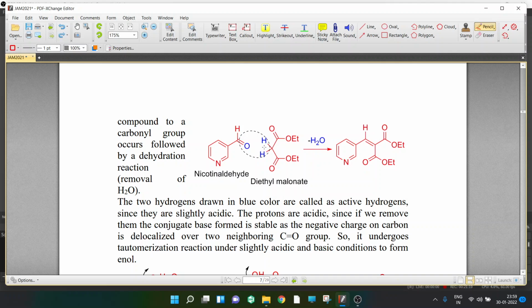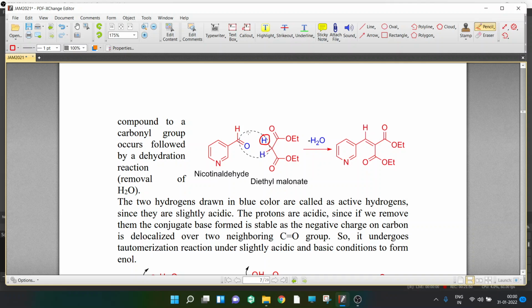They are acidic to a certain extent. Why? Because if you remove this proton, you get a negative charge, and that negative charge is getting stabilized this side. Also, it will get stabilized this side, two sides by resonance. So even after losing the proton, the species formed is stable. That means it doesn't mind losing this proton, because after losing it is stable. Therefore, this proton is acidic. Acidic means easy to lose H+.